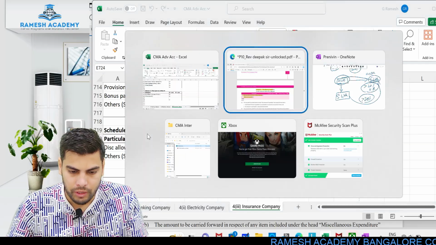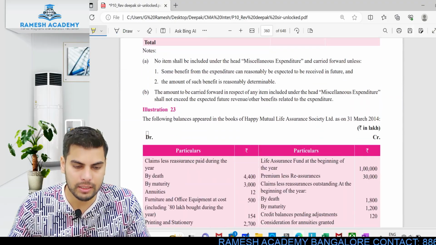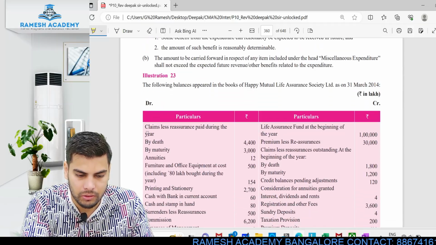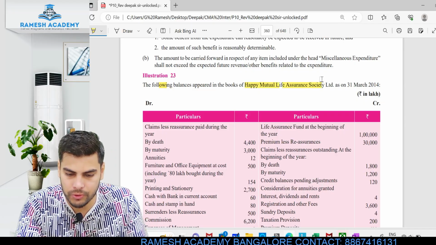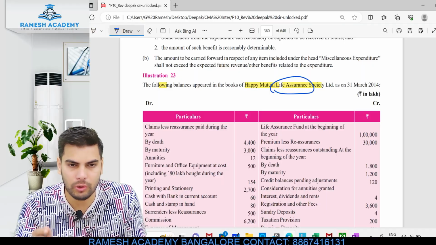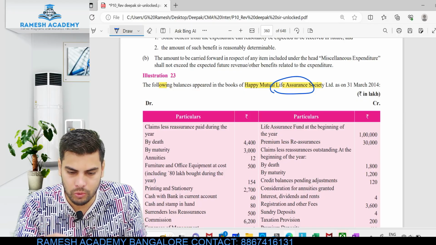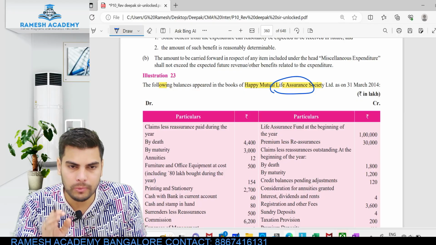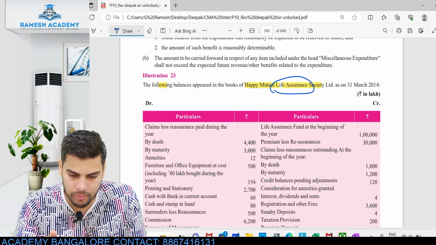Alright, so fine, let us just start with this illustration. Let me read this illustration for you guys. The following balances appeared in the books of Happy Mutual Life Assurance Society. So this is a life assurance company. So you will have to remember that schedule which is applicable. Remember we have got two forms, Form A and Form B. So over here for life insurance business, Form A would be the one which will be applicable. So you will have to just remember this.